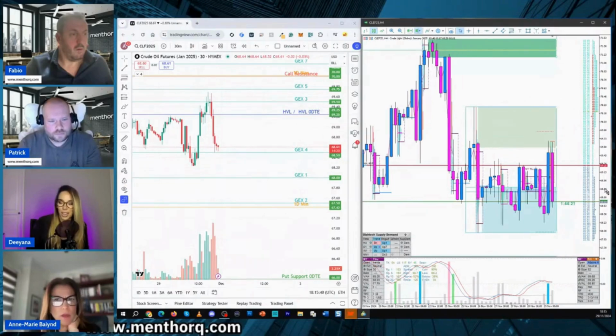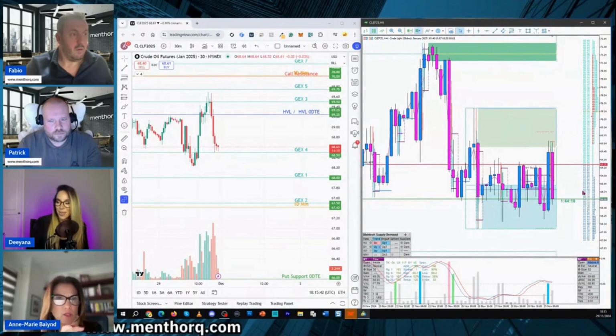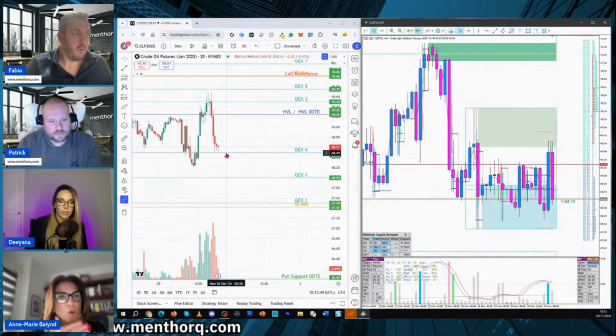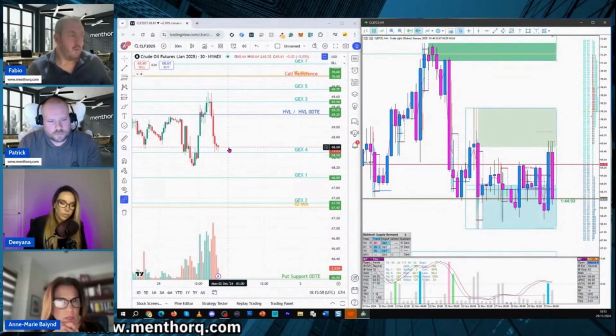So assuming this GEX level that we're looking at comes to the fore, if you enter, what would your stop and risk management look like when we're sitting around these key areas? Yes. So if you notice how the GEX levels are in crude oil, they're all on sort of quarter, half, and round numbers. So I try to avoid putting my stops at the round numbers.